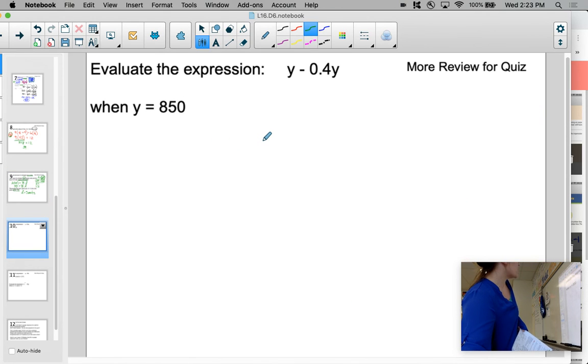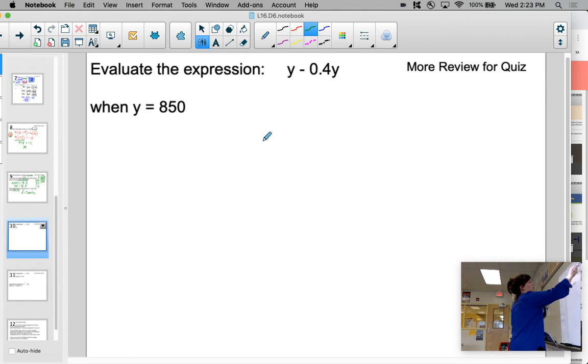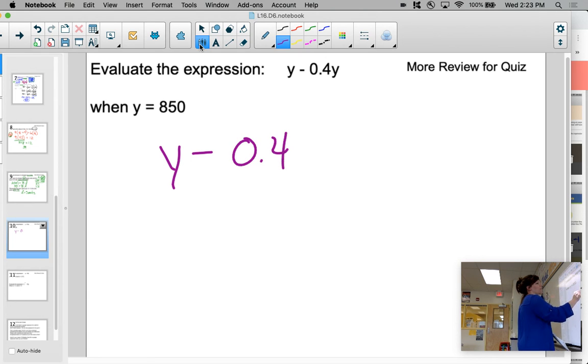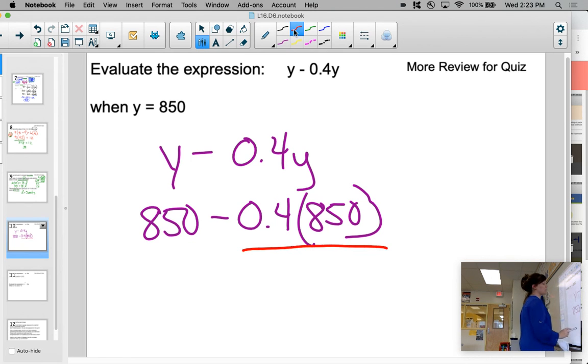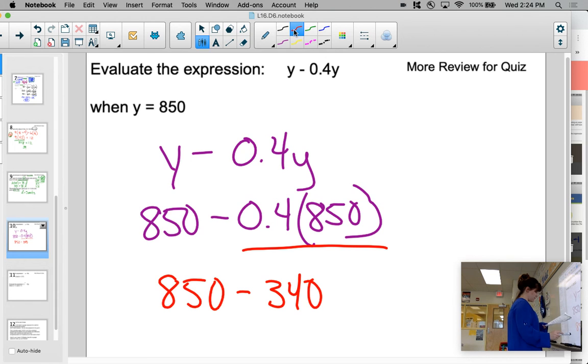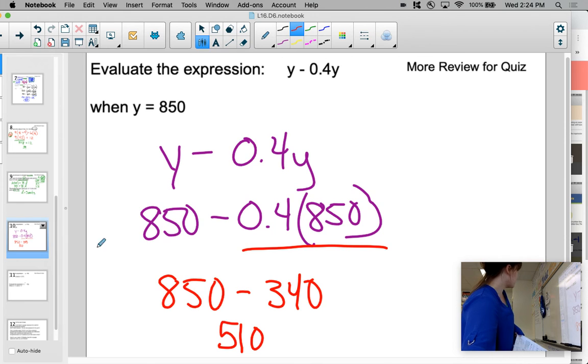You will see decimals in your quiz, so I wanted you to practice that a little bit. Again, it's still just pluck and plop. Oops, sorry, that's a subtraction, not an equal sign. And so when I pluck and plop, I'm going to put my 850 in, and then I'm going to use my calculator to do this multiplication first on the right. And I get 850 minus, when I plug it in, 340. And then our final answer when we subtract is 510. So that one was pretty straightforward.